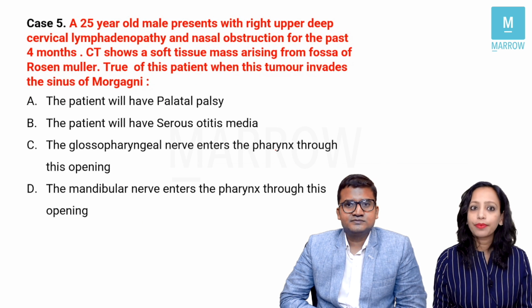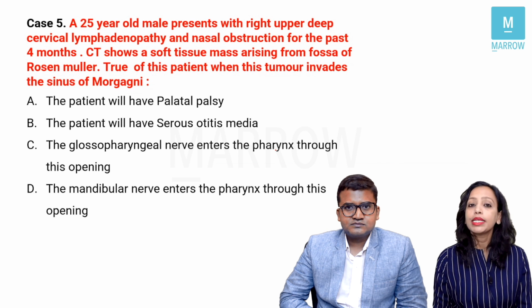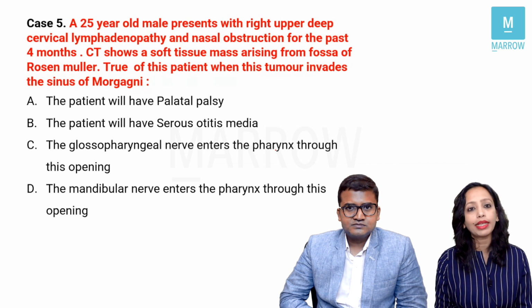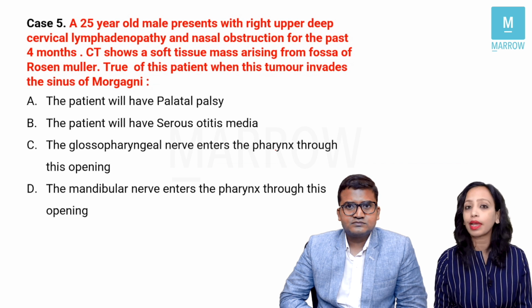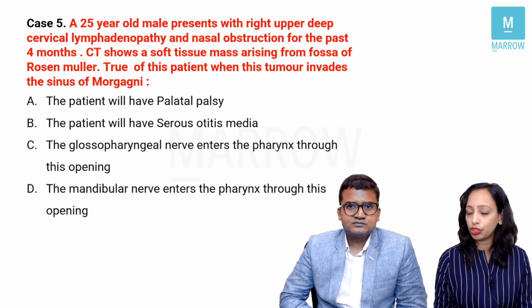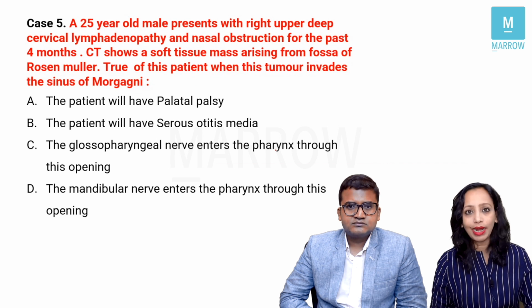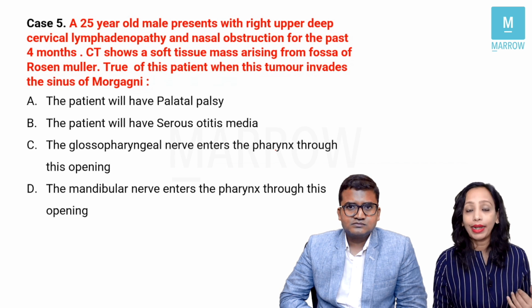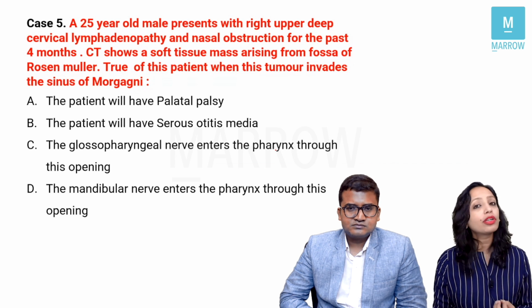So coming to the next case, here we have a 25-year-old male who presents with right upper deep cervical lymphadenopathy and nasal obstruction for the past 4 months. CT shows a soft tissue mass arising from the fossa of Rosenmuller. True about the patient when the tumor invades the sinus of Morgagni. So here the diagnosis is already given. When it is written that the tumor is arising from the fossa of Rosenmuller, we know which tumor arises here. Yes, that is nasopharyngeal carcinoma. And yes, the presenting features match that. It is a young male. So is nasopharyngeal carcinoma also seen in the young?